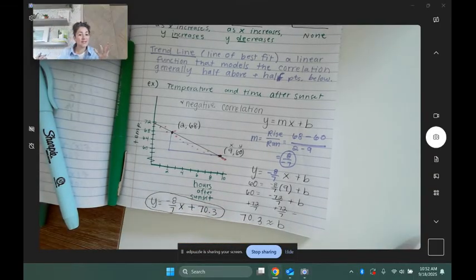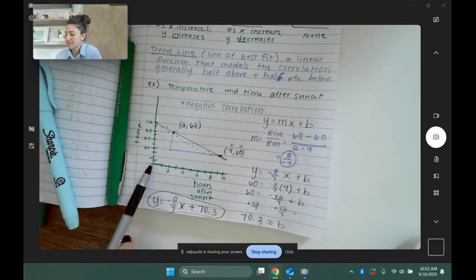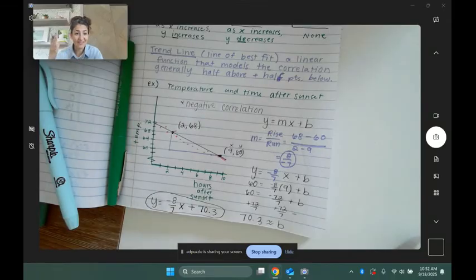There's your trend line. So that means at 0 minutes after sunset, like at the time of sunset, the temperature was 70.3. It's about where your graph lines up. It shouldn't be exact, but it should be about.